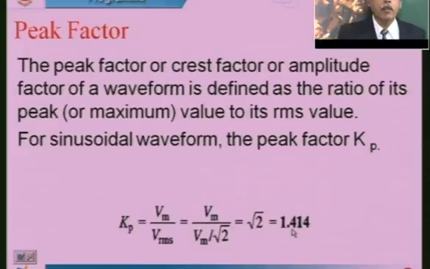Normally, in the problems we are associated with in AC circuits, the voltages mentioned, unless otherwise mentioned, are all RMS values. So, whenever you want to calculate the peak value, you need to multiply that voltage by a factor of root 2 or 1.414.